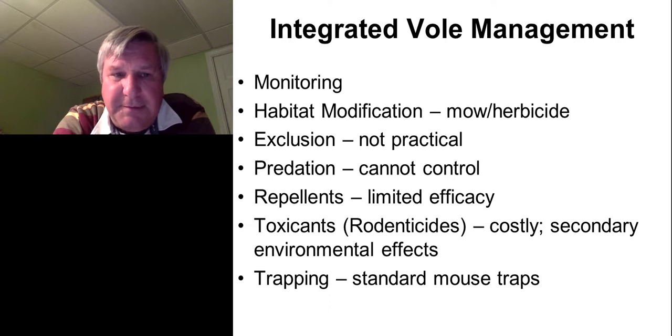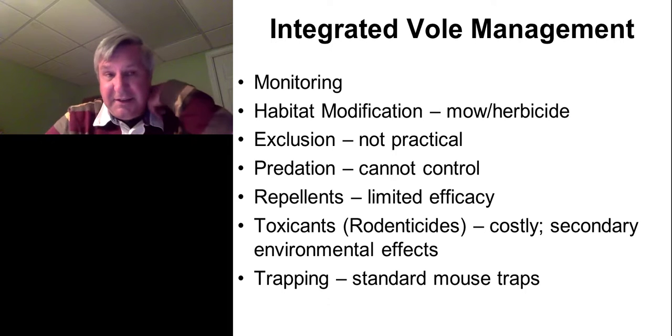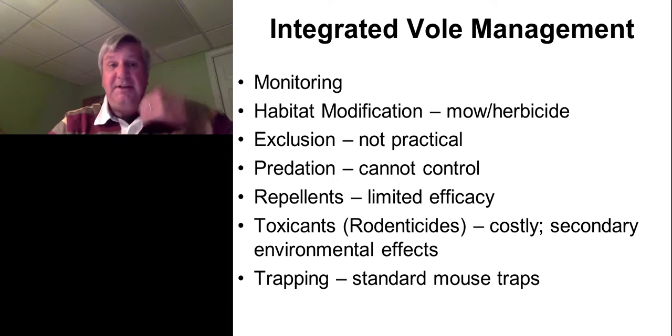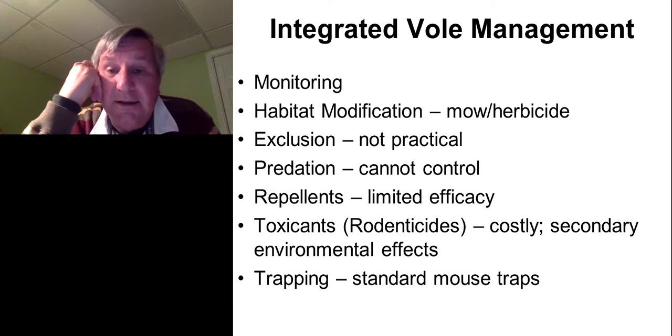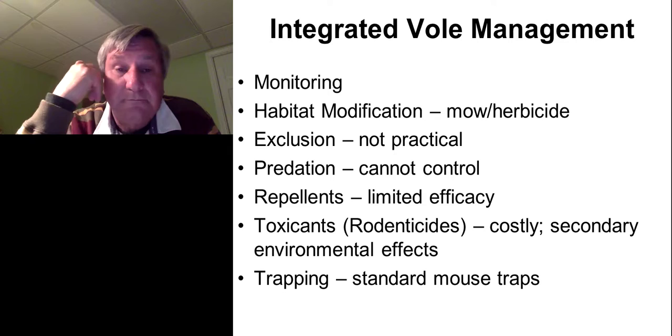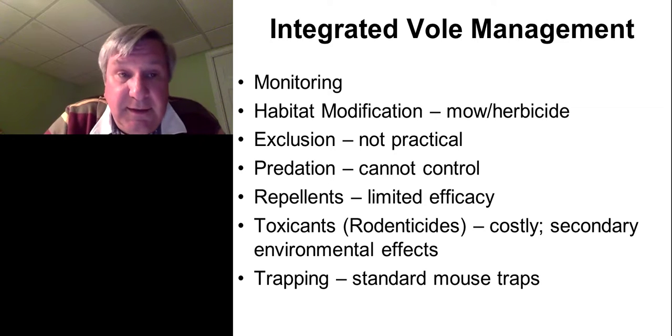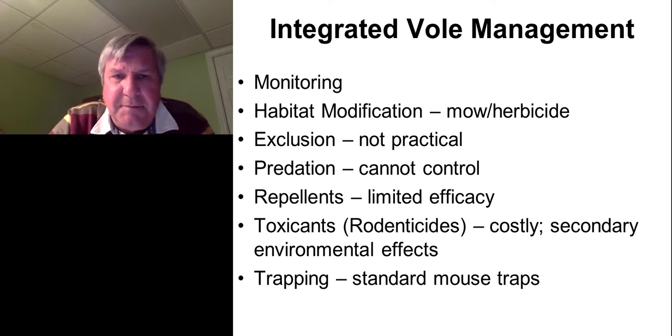The two options, or three options really, are habitat modification and toxicants. Again, it's a lethal control device, of course. There may be secondary considerations with environmental contamination or predators eating the vole that's then had the toxicant. So we get into issues of secondary pesticide poisoning with predators, and that's sometimes an issue in places.